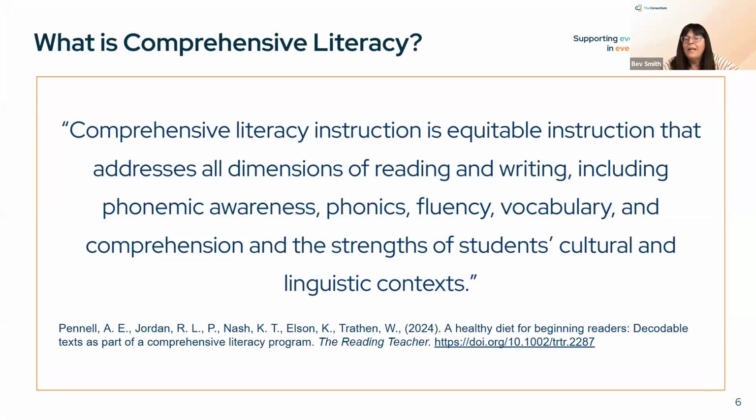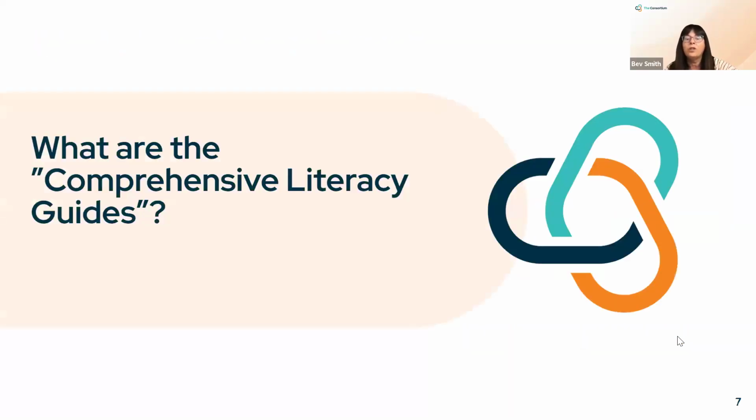Comprehensive literacy instruction, this is how it was defined by Pinnell and her colleagues. It is the equitable instruction that addresses all dimensions of reading and writing, including phonemic awareness, phonics, fluency, vocabulary, comprehension, and the strengths of students' cultural and linguistic context. So it takes into consideration the whole child, and it is comprehensive of everything that we need to be doing during our instruction. The only thing missing in this definition is writing, but it's important to know that writing is critically important and it needs to be a part of all literacy programs.